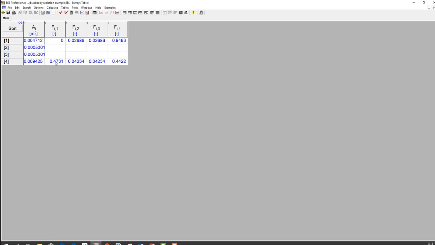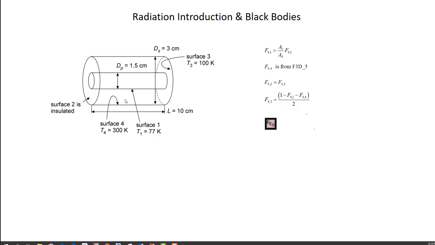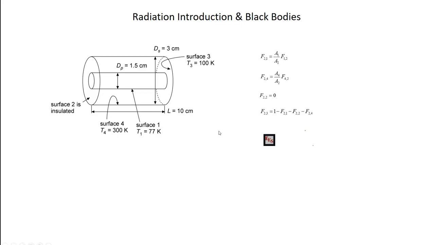So apparently 47% of what's emitted by that outer shield hits the inner tube, 44% hits itself, and then only 4% goes off and hits the end caps. And that kind of makes sense, again, given what the system looks like.